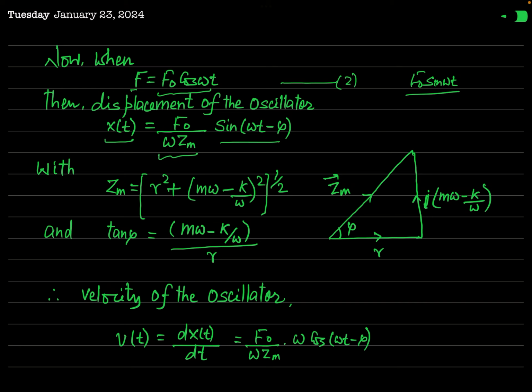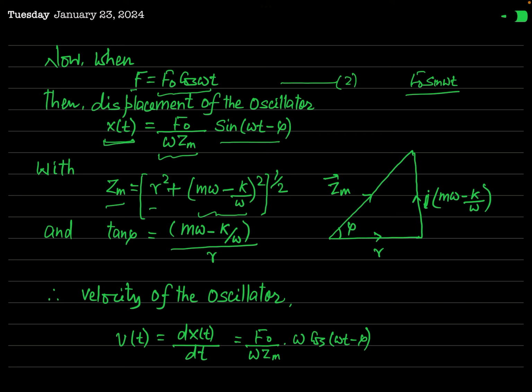But for knowing the expression for power, you have to find the velocity, and here you know the displacement of the oscillator. So from the definition of velocity we can find v of t, the velocity of our oscillator at any moment t. In this expression omega is simply the frequency of our applied force, and this Zm is the magnitude of the mechanical impedance, given by the square root of R square plus (m omega minus k over omega) whole square.